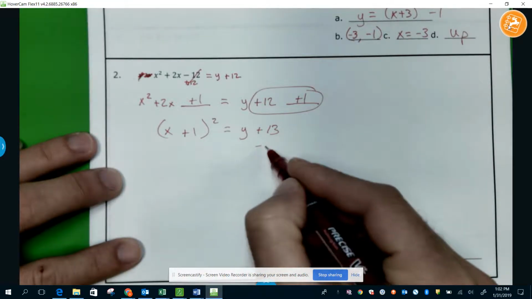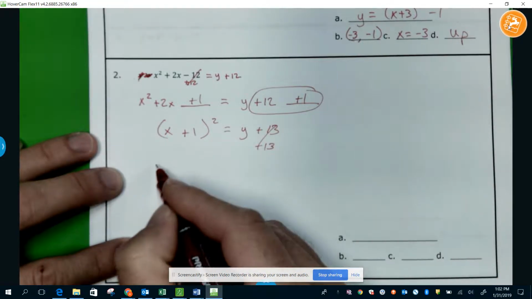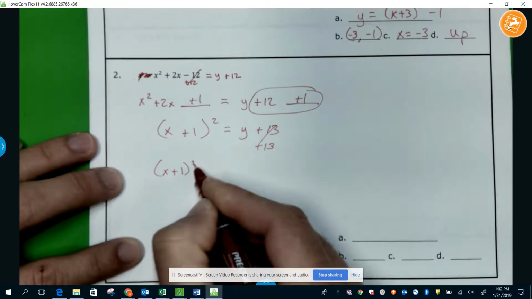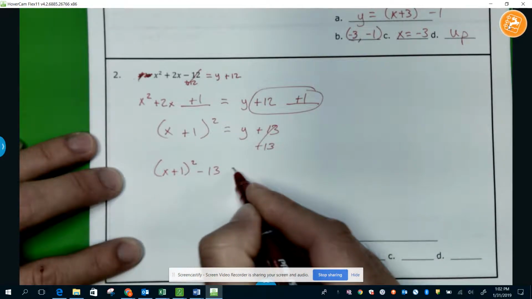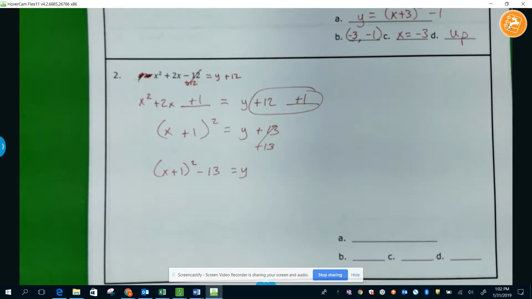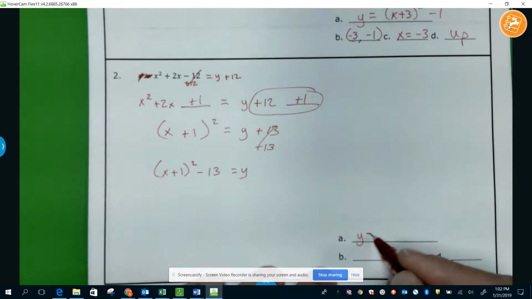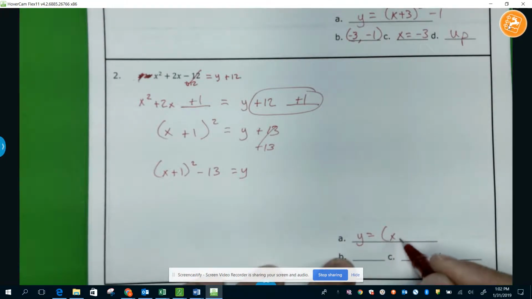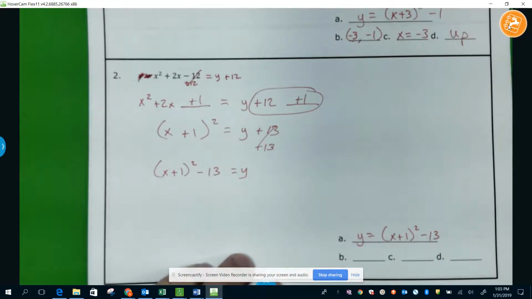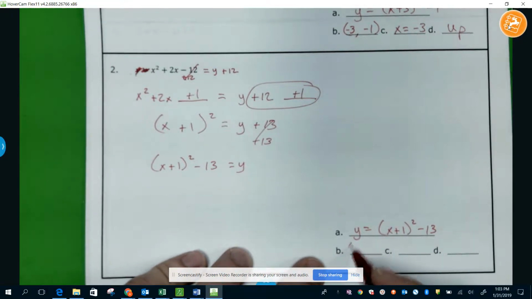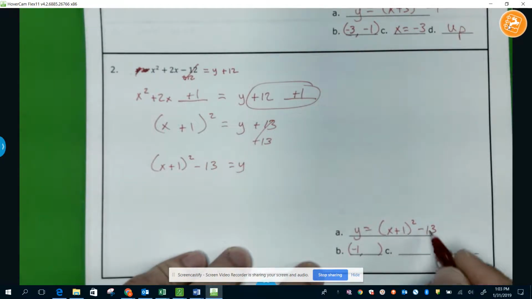12 plus 1 gives me 13, positive 13. And then to get the y by itself, we're going to subtract the 13. So I've got x plus 1 squared, subtract 13 equals y. So we're going to say y equals x plus 1 squared minus 13. And again, the vertex, I need the x and the y value, so opposite of what your x says. So I need a negative 1, and the y value is a negative 13.